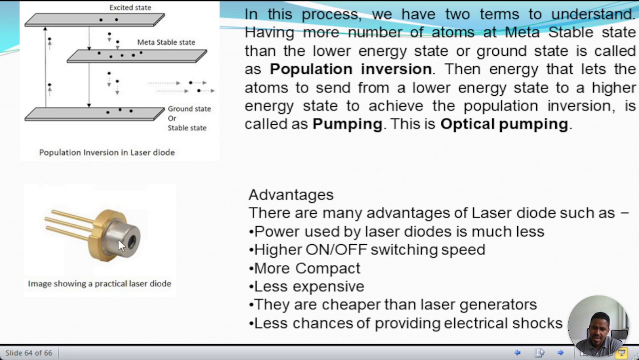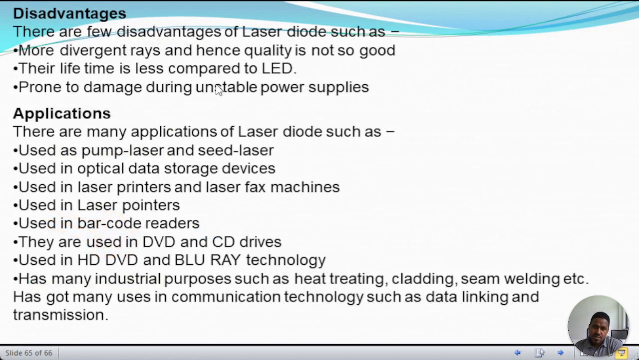Now the advantages of the laser diode. Practical laser diodes look like this one. There are many advantages of laser diodes, such as: the power used by laser diodes is much less, higher on-off switching speed, more compact, and less expensive. They are cheaper than laser generators, and there is less chance of electric shock. There are a few disadvantages, such as a more divergent ray, and hence the quality is not so good. Their lifetime is less compared to LEDs, and they are prone to damage during unstable power supplies.